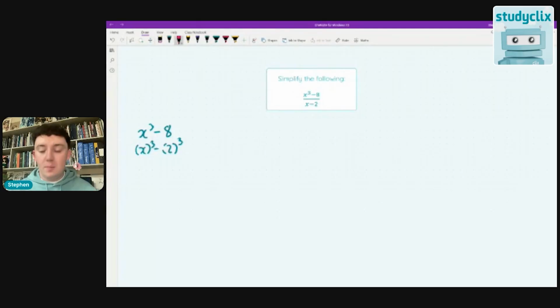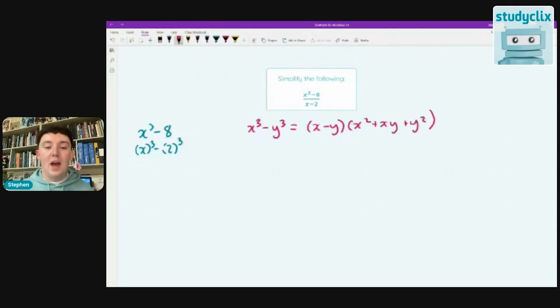And back to the formulas I'm telling you we need to remember. If I have x cubed minus y cubed, it's equal to x minus y times x squared plus xy plus y squared. Okay, so x in this case for me is x, and y in this case is going to be the 2 because that's 2 cubed.